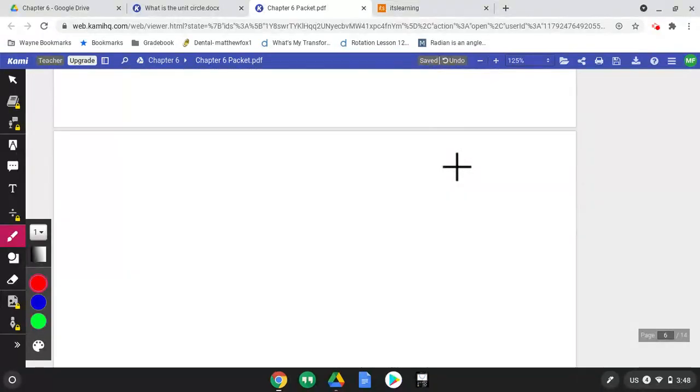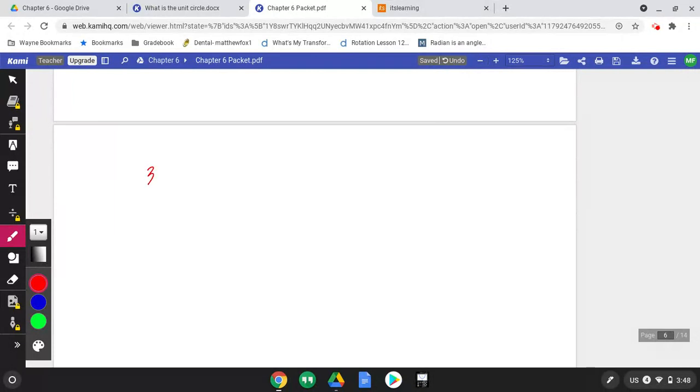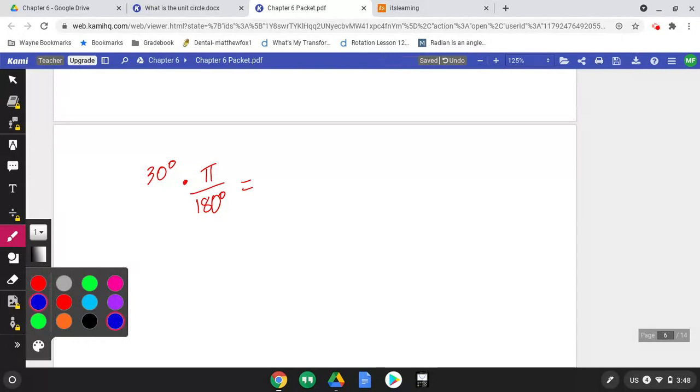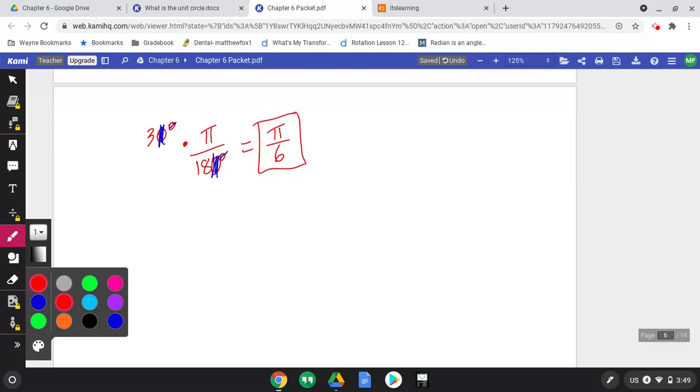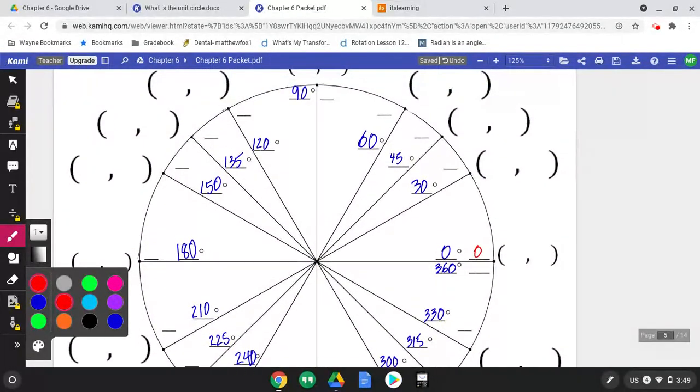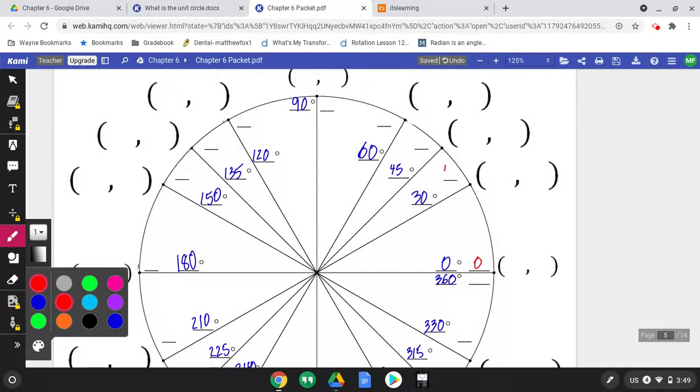For the first one, 30 degrees becomes how many radians? You might recall from last semester that we could convert 30 degrees to radians by multiplying it by pi divided by 180 degrees. Our degrees cancel. The 0 cancels, since both are divisible by 10. 3 goes into 3 one time, so we're left with pi on top. 3 goes into 18 6 times. So pi over 6 is how many radians 30 degrees is.